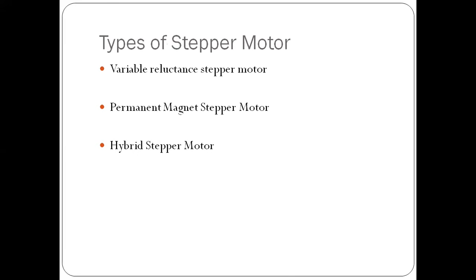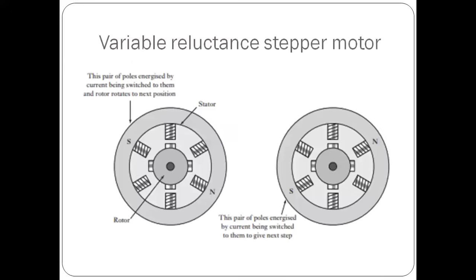Now we'll see the types of stepper motor. We have the variable reluctance stepper motor, the permanent magnet stepper motor, and the hybrid stepper motor. What is meant by a variable reluctance stepper motor? This diagram shows the basic form of a variable reluctance stepper motor. It has a rotor and a stator. The rotor is the rotating part of the stepper motor, and the stator is the fixed part.